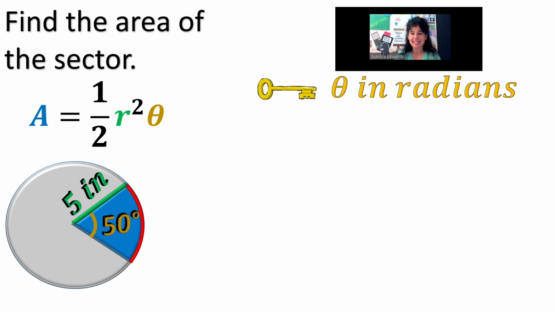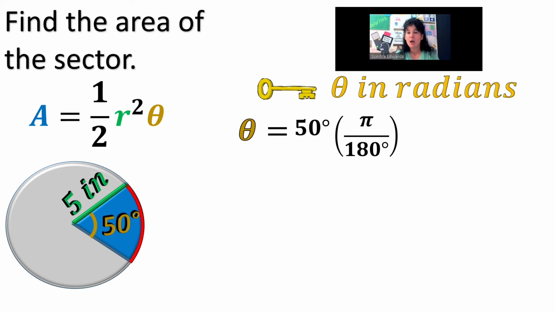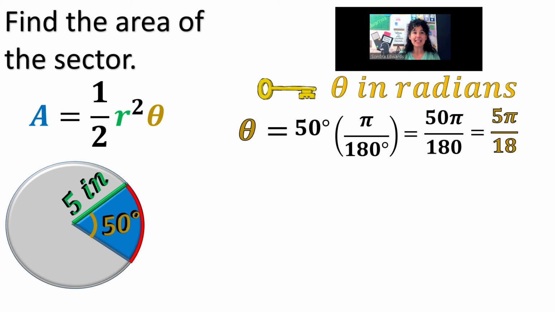in radians. So first thing I'm going to do is take the 50 degrees and convert it into radians by multiplying by pi over 180 degrees. I end up getting 5 pi over 18. Now I have everything I need to substitute into my formula.